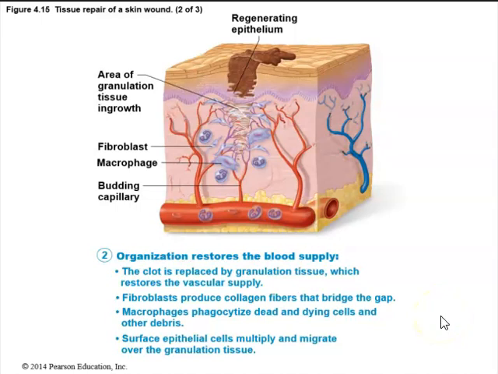Next, we have organization that restores the blood supply to the area. The clot will be replaced by granulation tissues, which restores the vascular supply of the area. Fibroblasts will produce collagen fibers that will help bridge that gap. We have cells such as macrophages, which will phagocytize any dead and dying cells and other debris to clear out that area. And then we have surface epithelial cells that will multiply and migrate over the granulation tissue.